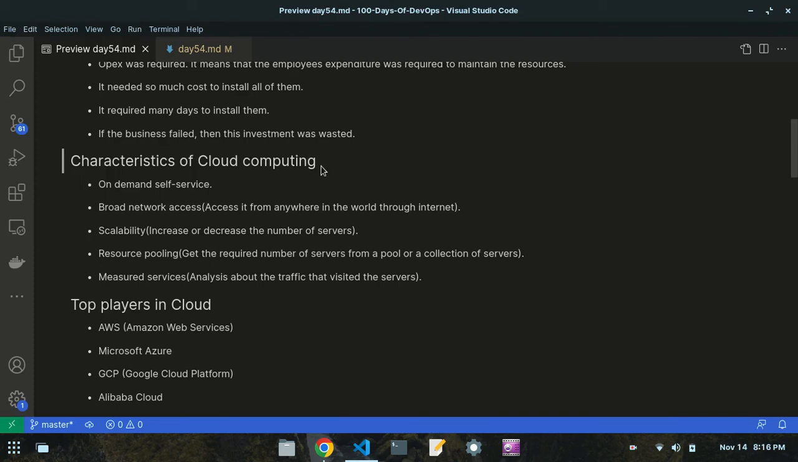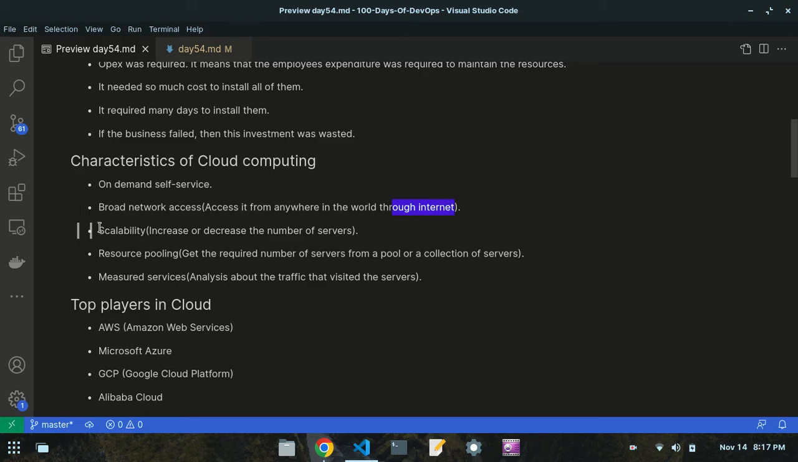The characteristics of cloud computing are, first, on-demand self-service. It will provide you the service according to your need. Let's say if you want 2 servers, 3 servers, 4 servers, it will provide you according to your need. Then there is broad network access. It means that you can access it from anywhere in the world through the internet. Now you are not limited to any location. Instead, you are able to access those resources that you are using for your company with the help of the internet anywhere in the world.